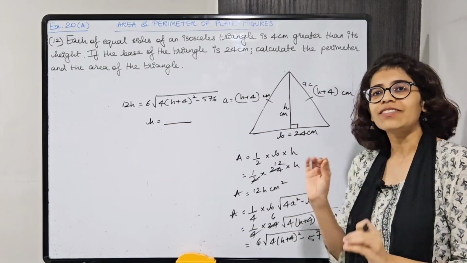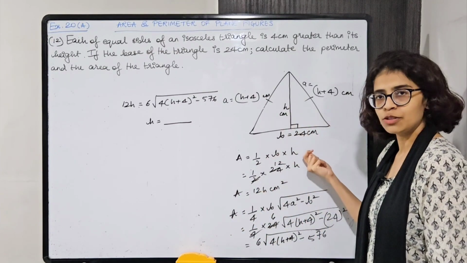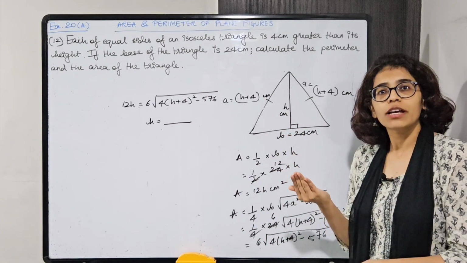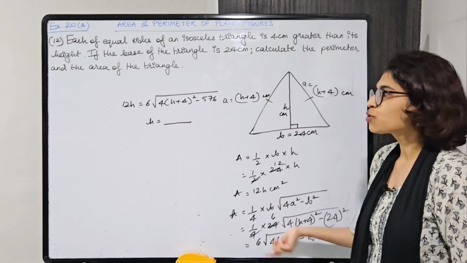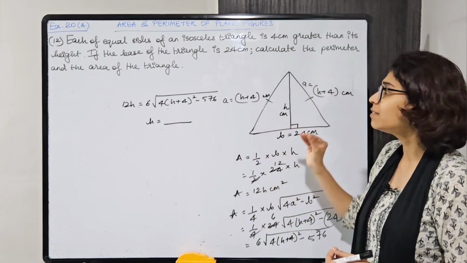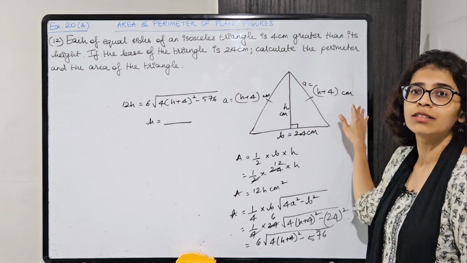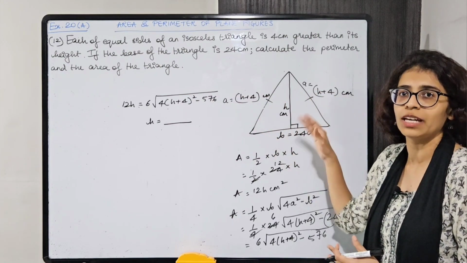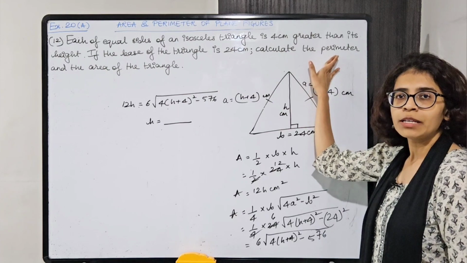So you understood why we considered area. Area of the triangle will be half into base into height. By the isosceles triangle formula, it will be this. In both cases, area should be equal. So by equating, I'll find out h. Once I get the value of h, that is the height, I just need to add 4 and I'll get the equal, congruent sides. So after that, I can easily find out the perimeter.